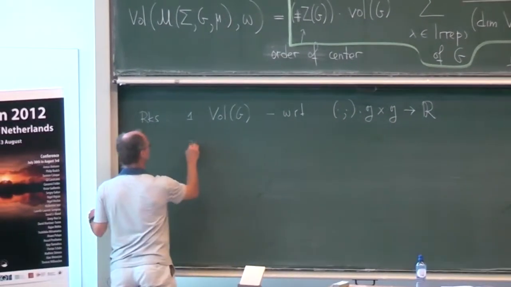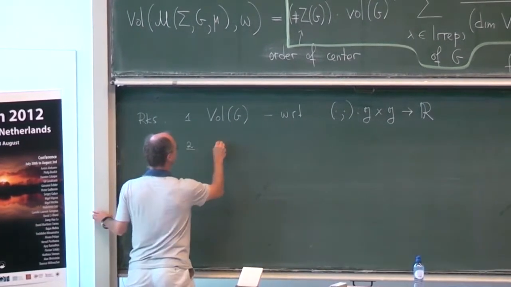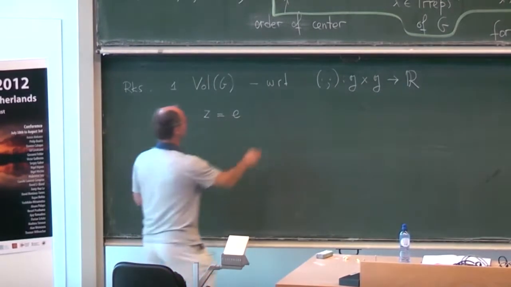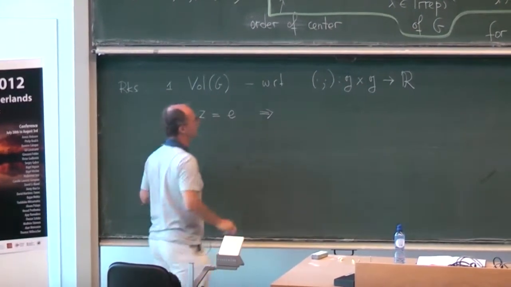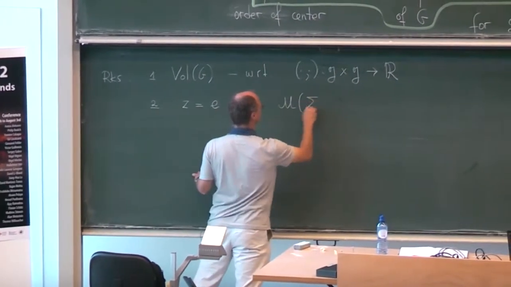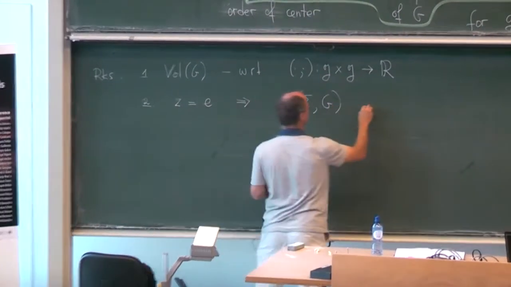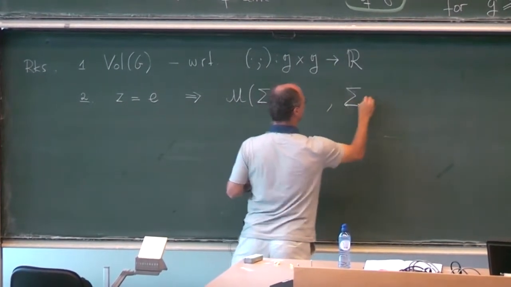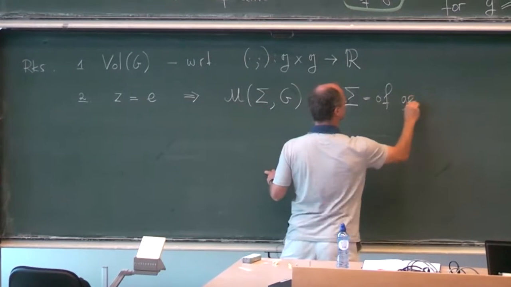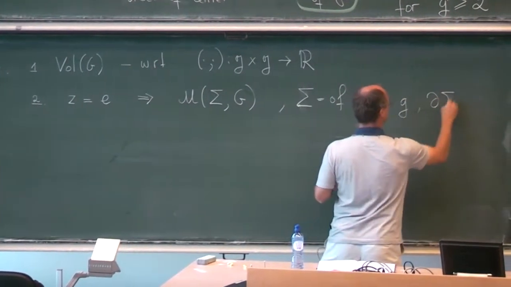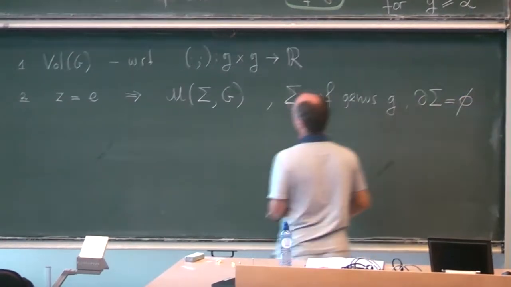Now perhaps the second comment: if we put z equal to the group unit, then actually we go back to the moduli space of the closed surface sigma of genus g, and this sigma is empty.